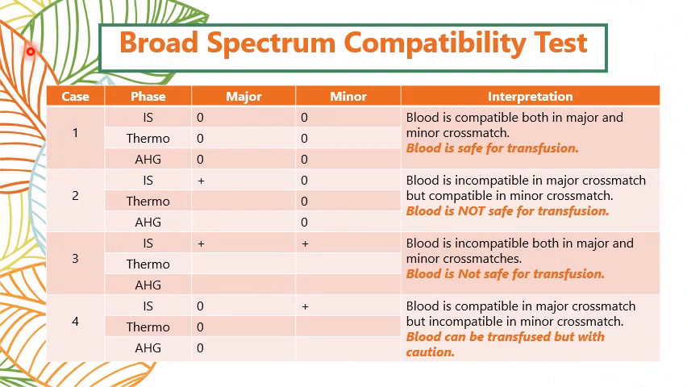Class, this is an example. This is the way you will interpret the results in broad spectrum compatibility test. So the first case is there are no agglutinations in all the phases in major and minor cross-match. So meaning the blood is compatible both in major and minor cross-match. So blood is safe for transfusion.